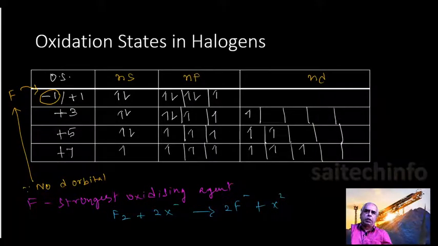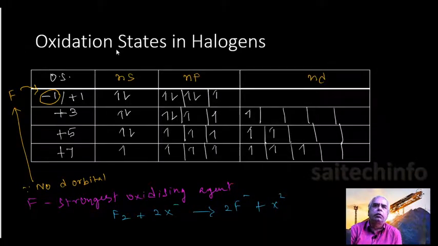Let us now discuss the oxidation states of halogens. The -1, +1, +3, +5, +7, these are all the various oxidation states exhibited by halogens. But predominantly, fluorine exhibits the -1 oxidation state. That indicates it's a very strong oxidizing agent.